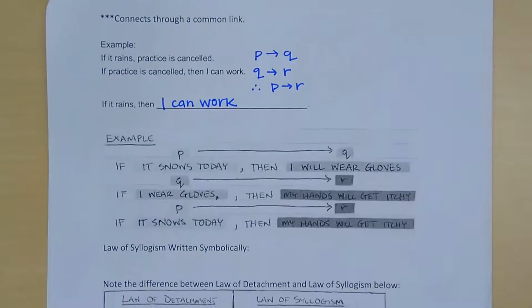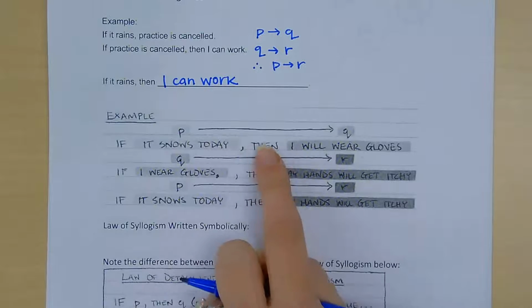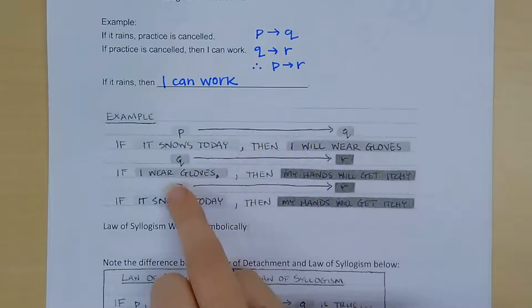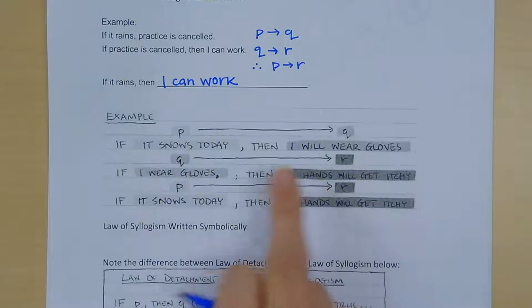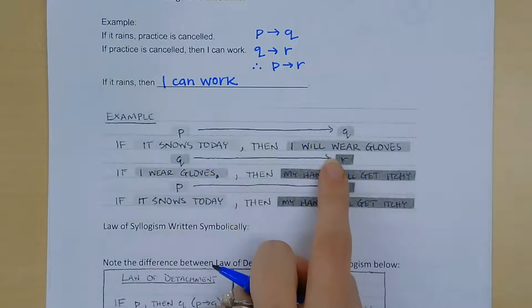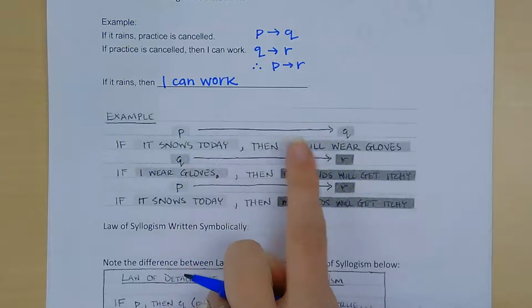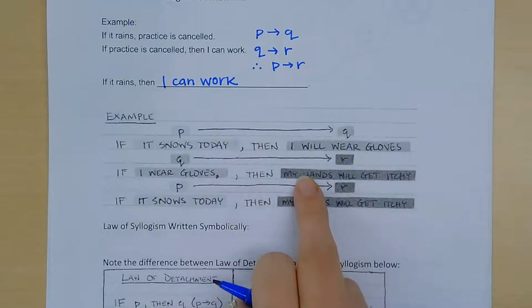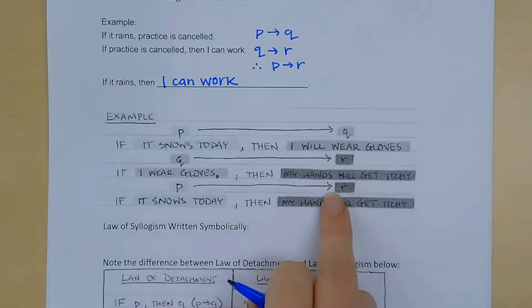All right, let's look at another example. If it snows today, then I will wear gloves. That's our if P then Q. If I wear gloves, then my hands will get itchy. So that's my if Q then R. So then we can get rid of our Q's and just conclude that if it snows today, then my hands will get itchy. That is our if P then R.